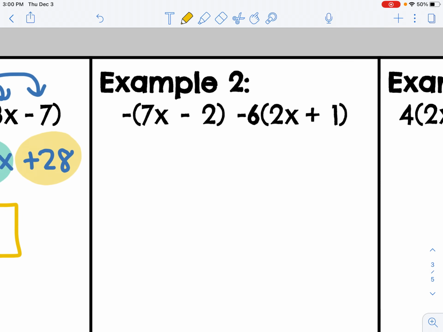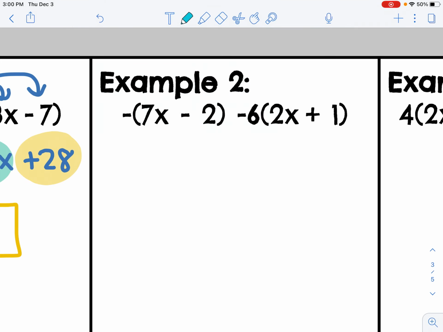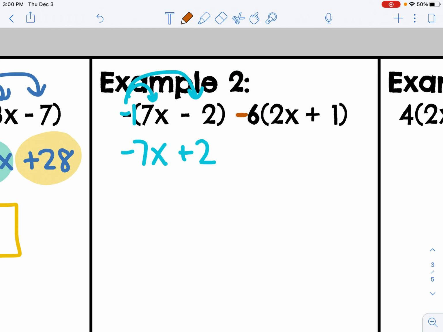We are going to distribute this negative inside of the parentheses. Remember that negative is understood to be a negative 1. So I'm multiplying everything here inside the parentheses by negative 1. Negative 1 times 7x is negative 7x. Negative 1 times negative 2 is positive 2. In the next set, we're going to take this negative 6 and multiply it to everything inside the parentheses. So we have negative 6 times 2x is negative 12x, and negative 6 times 1 is negative 6.